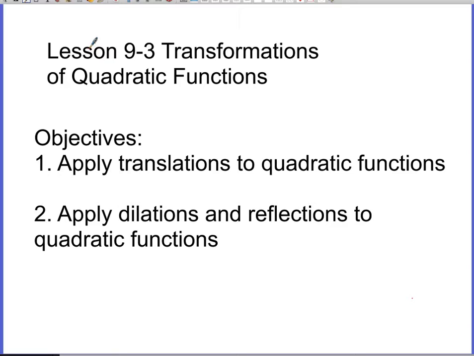So we're going to be looking at transformation. A transformation is just making a change. You know that you can change things. When you transform things, you change them. So we're going to look at different types of transformations. The first kind we're going to look at is a translation. And the second type of transformation we'll look at are dilations and reflections.